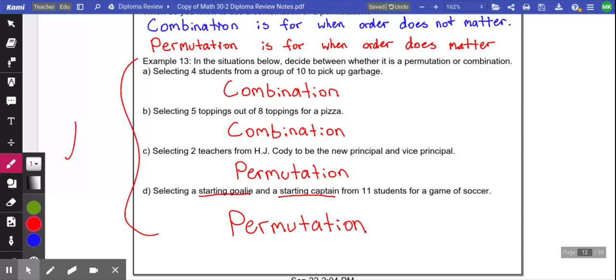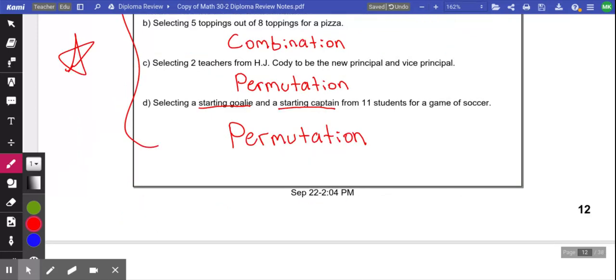I will guarantee you get a question on that. Whether you write the diploma exam or my exam, that will be tested. You will have to be able to know whether you have a perm or a com. All right. Let's try some perms and coms.